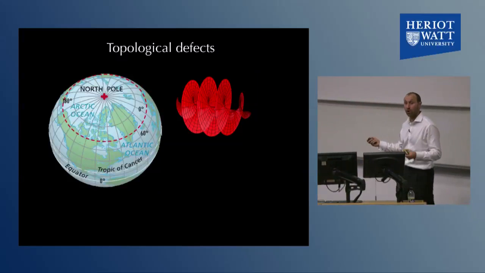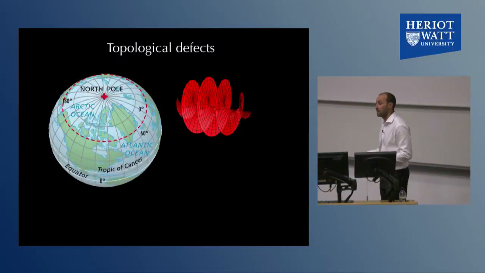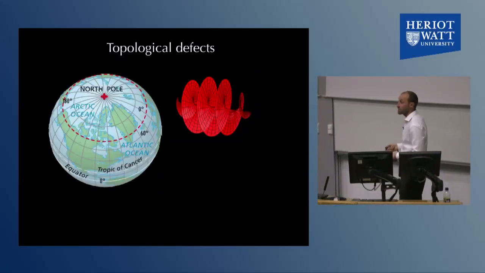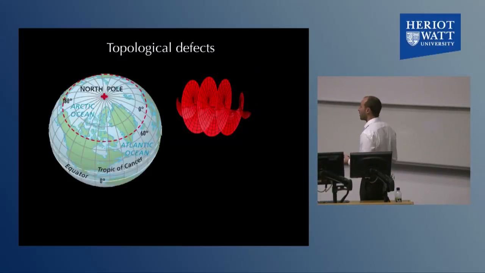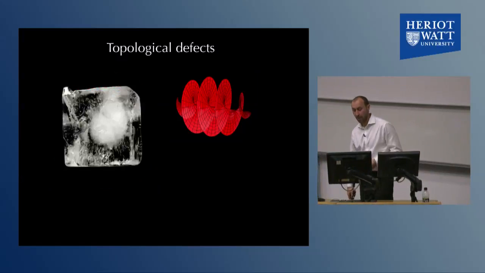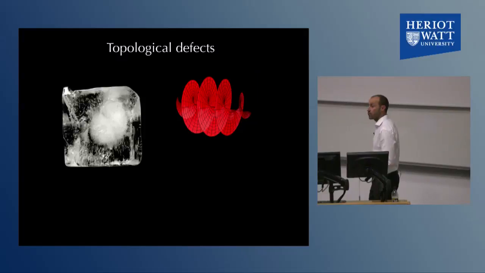At the North Pole, all time zones are converging into one single point. So if you go to the North Pole and you ask yourself, what's the time there? There's no answer to that question because you're in the presence of a topological defect. Another common place where you can find topological defects is inside an ice cube.